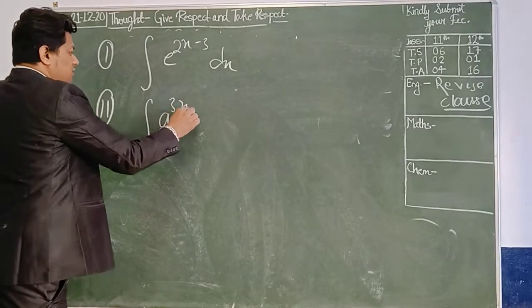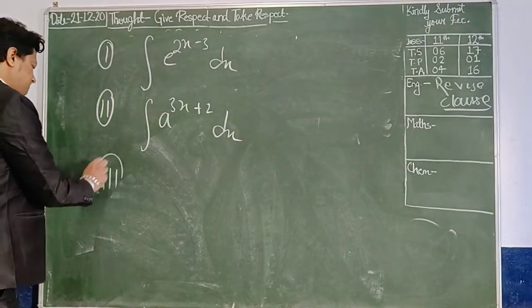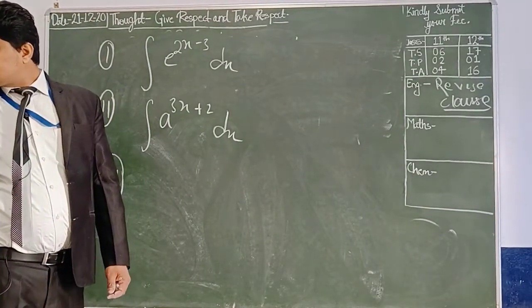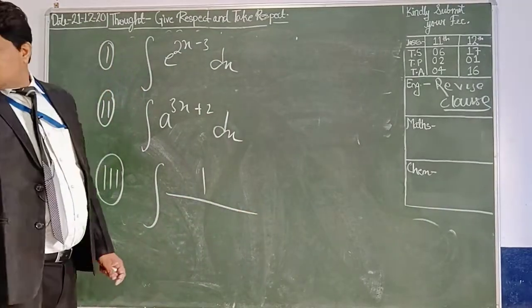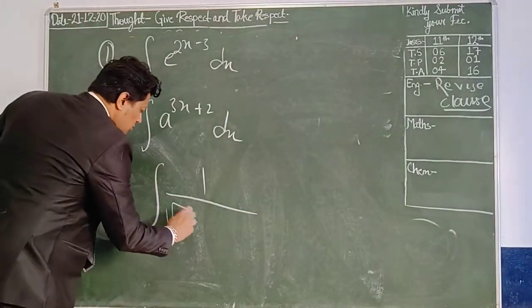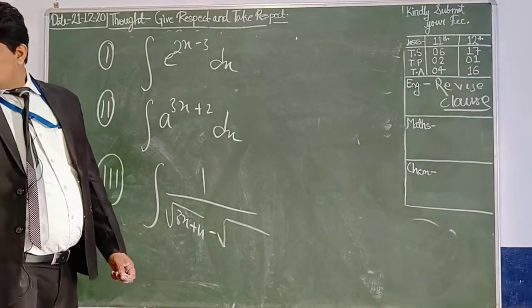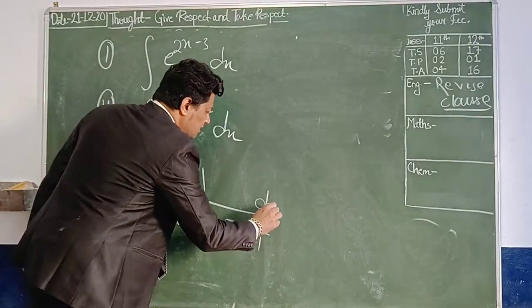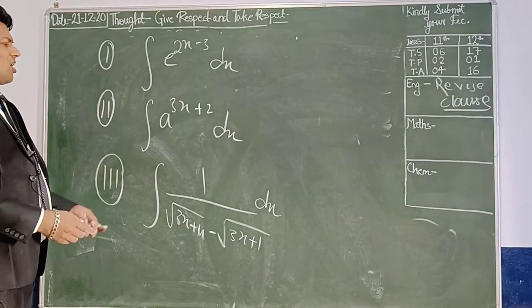Integration of a^(3x plus 2) dx. And integration of 1 upon root of 3x plus 4 minus root of 3x plus 1 dx. Is it clear? We have to solve this integration.